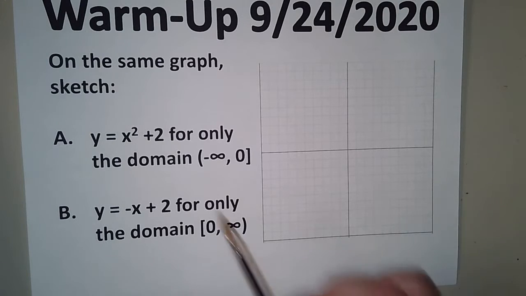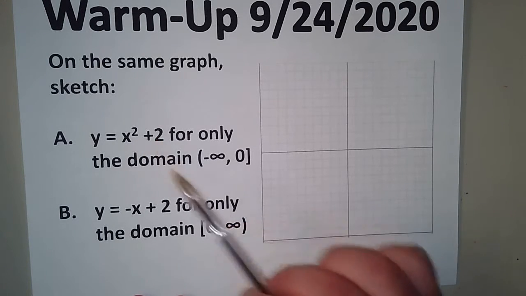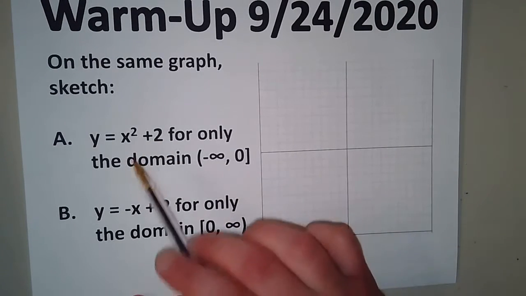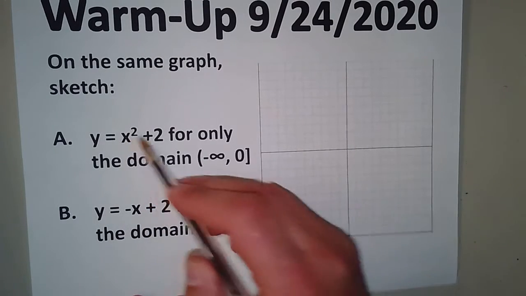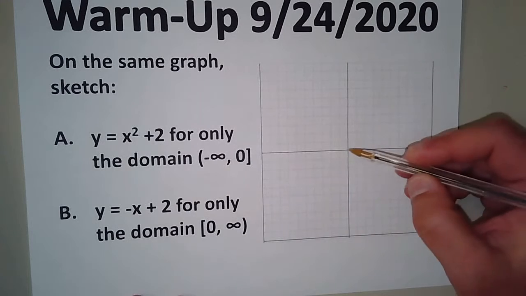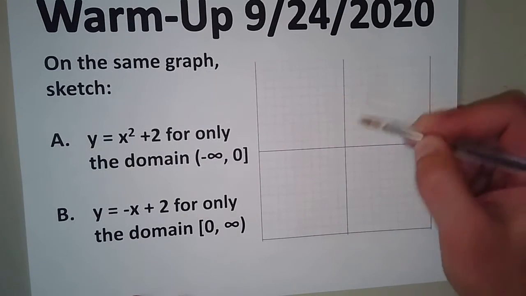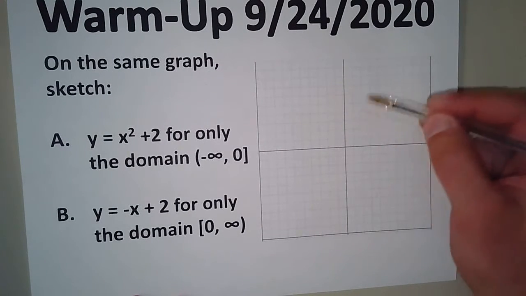All right, so we want to graph x squared plus 2, but only on this domain. So we should all know what x squared plus 2 looks like. That is a U-shaped graph that's shifted up 2 units. So it's shifted up 2, and it'd be our U-shaped graph that'd be located right there.